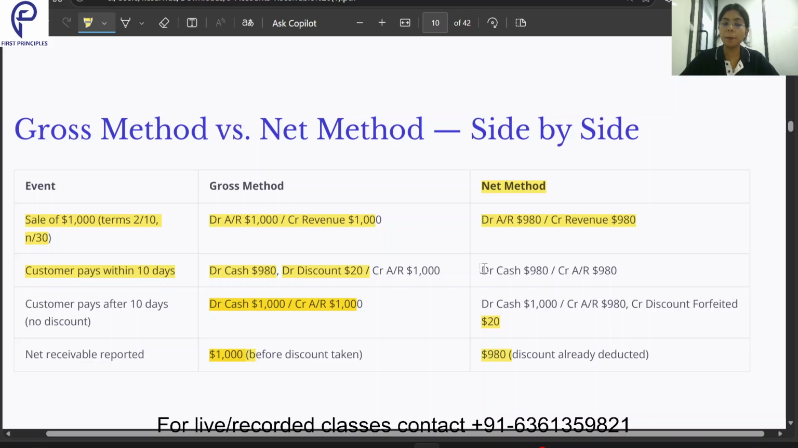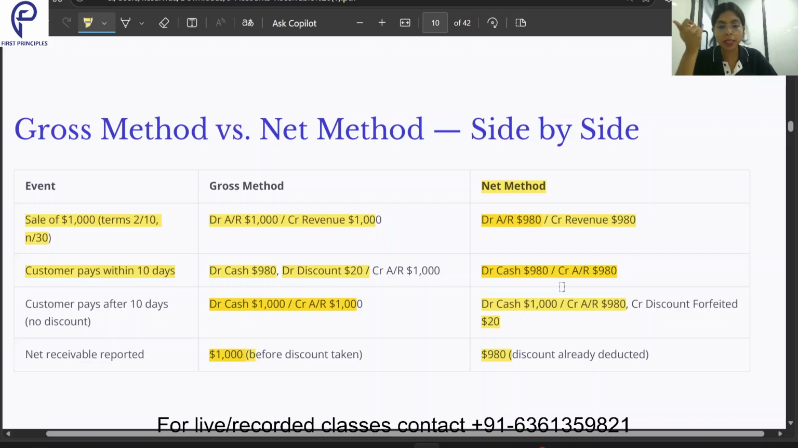Then if the customer pays within 10 days, obviously the same journal entry we will pass, the one which we have passed over here, like in case of when no discount is taken by gross method: debit cash and credit accounts receivable. Now if the customer pays after 10 days, in that case, what we studied above, the discount will be forfeited. So in that case we are going to debit the cash by 1000, credit the accounts receivable by 980. Why? Because initially we created the accounts receivable with the $980. We cannot credit the accounts receivable with 20 bucks, because initially we just created the account with 980 bucks.